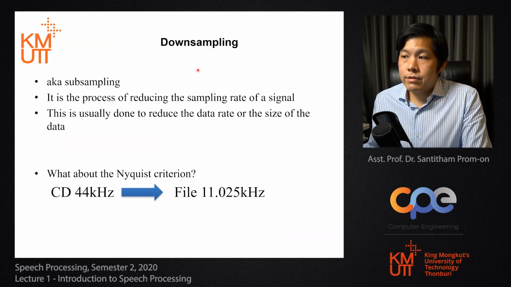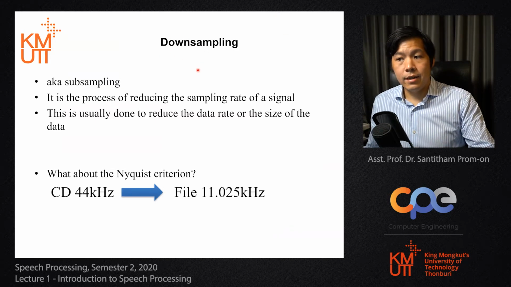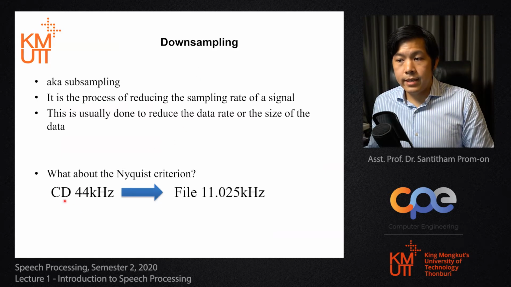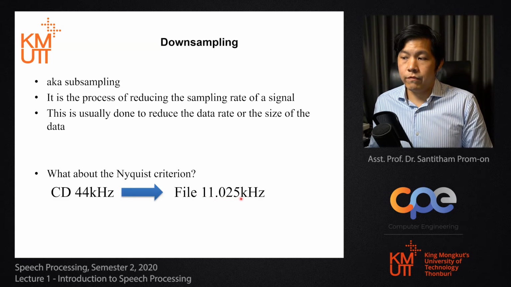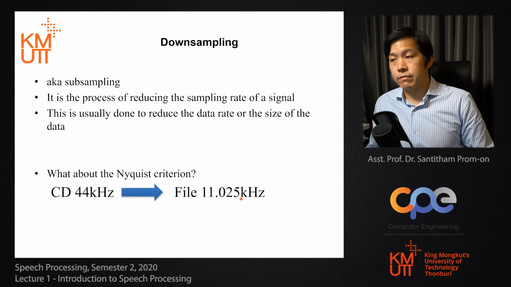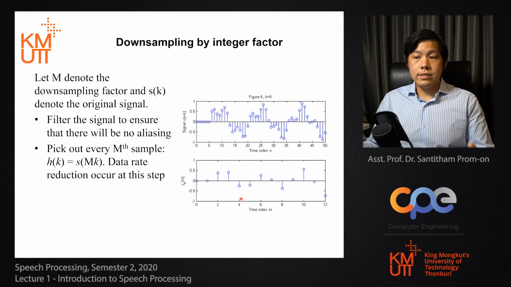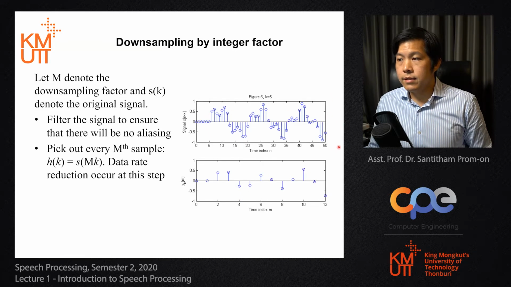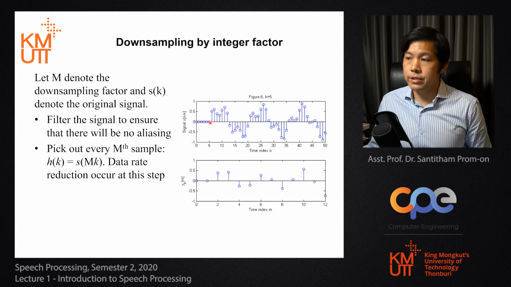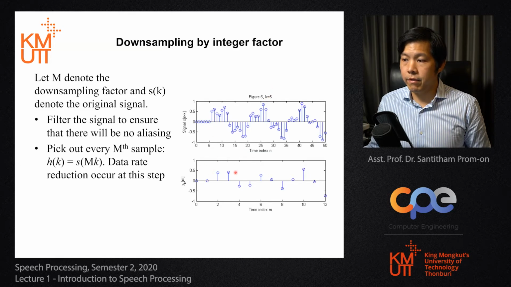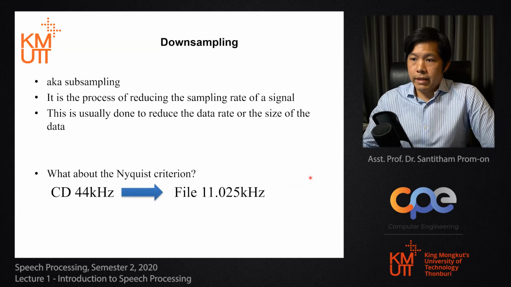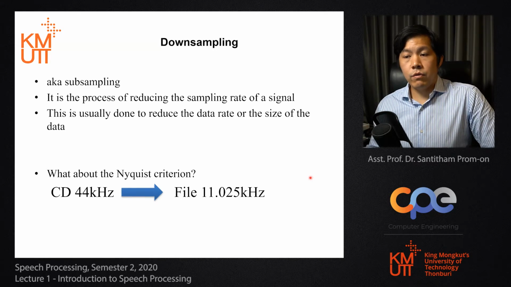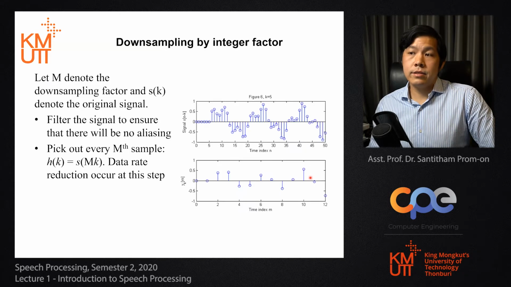The process of downsampling is to take samples out. For CD at 44 kilohertz, if you're sampling it down to 11.025 kilohertz, you are reducing the data rate. So how is it done in downsampling? You have the data, and downsampling gives a sparse representation of the data, like if you take every 5th point. But be careful here, because if we perform downsampling, it is possible that we will violate the Nyquist criterion and generate aliasing.